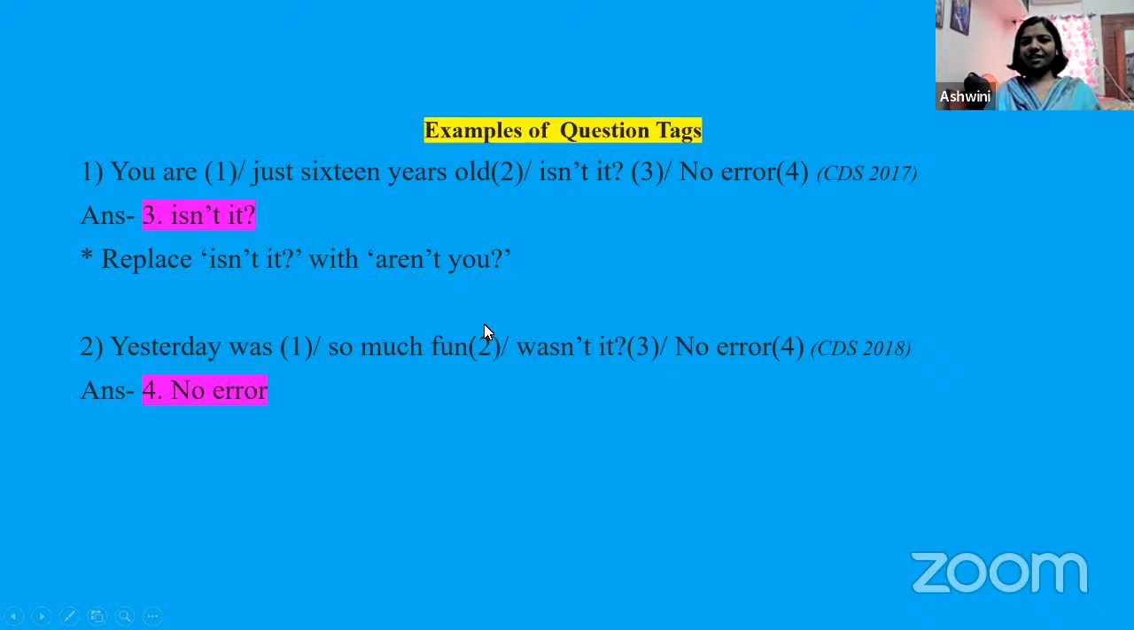We cannot find any error. So our answer is number 4. No error. समझ में आया? No error भी पूछे जाते हैं क्वेश्चन. अभी तक हमने error डिस्कस किया है. Now here we have one example from CDS 2018 का example. We have here the example of no error also.